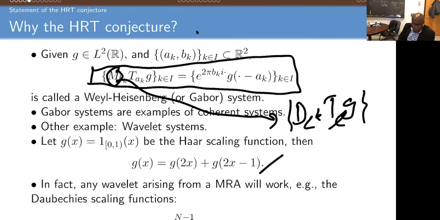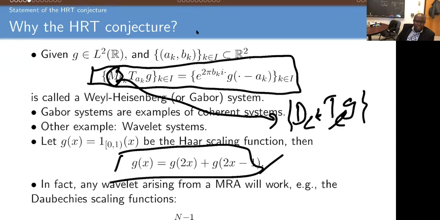So if you know anything about wavelets, then all the wavelets that are obtained from the multi-resolution analysis framework, the starting point is an equation of this type that tells you that your function is a linear combination of itself at the next scale. And then from there, you have plenty of functions. So all the Daubechies scaling functions are essentially examples of functions that will give you a linearly dependent set.